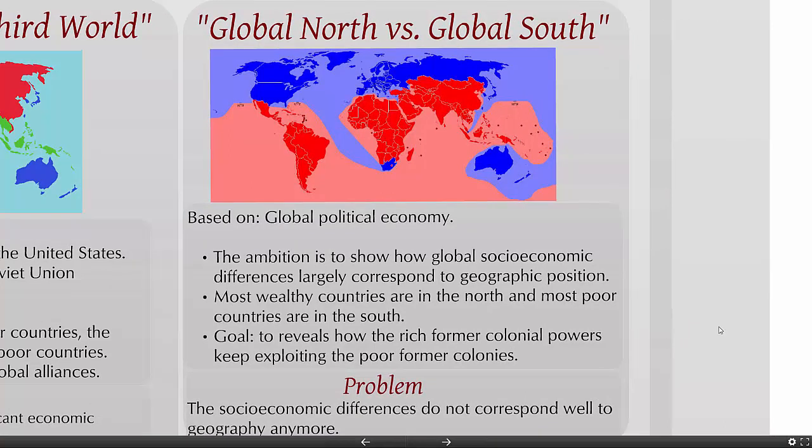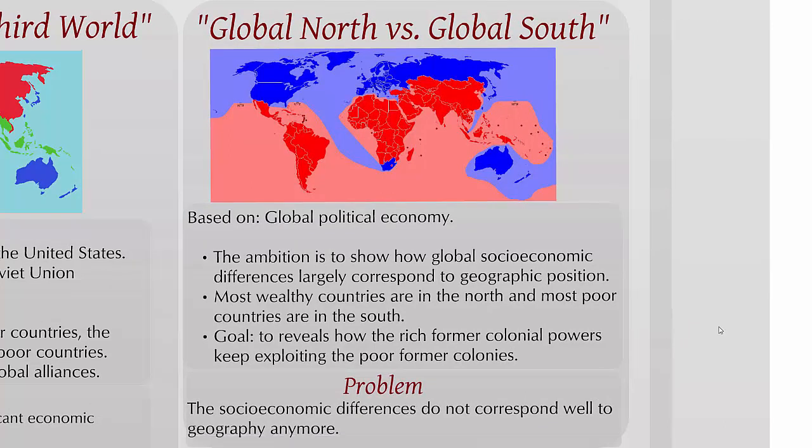This is based on global political economy. Now, the ambition in this set of labels is to show how global socioeconomic differences have corresponded to geographic positions. We see that most of the rich countries are in the north, with the exception of Australia and New Zealand. Most of the poor countries are in the south. And the goal for the people who designed this set of labels is to reveal how rich former colonial powers keep exploiting former colonies. Even though they're not formally colonies anymore, they're still in a state of economic subjugation. But socioeconomic differences, again, do not necessarily correspond terribly well to geography.